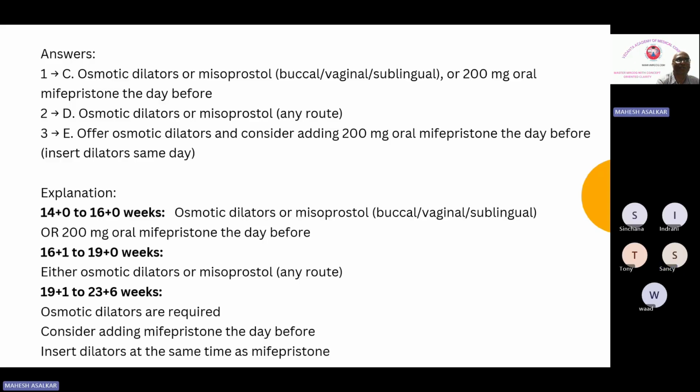Mifepristone is considered as rescue: osmotic dilators or misoprostol, all three routes, or MIFE the day before. Then only the osmotic dilators or misoprostol. And here, osmotic dilators and consider adding 200 milligrams of MIFE the day before inserting the dilators. So this is between 14 to 16, 16 to 19, and 19 to 23 weeks. Here only OD is there, or consider adding MIFE the day before insertion of the dilators.